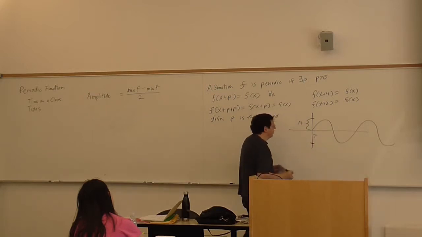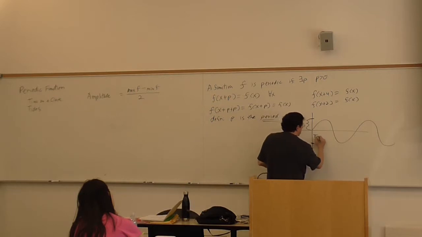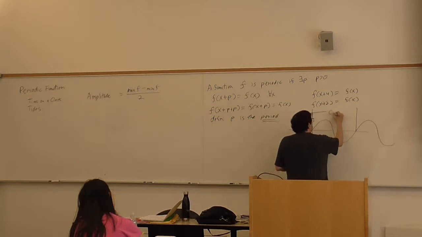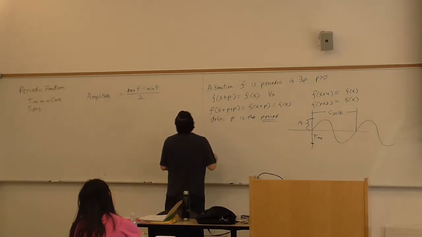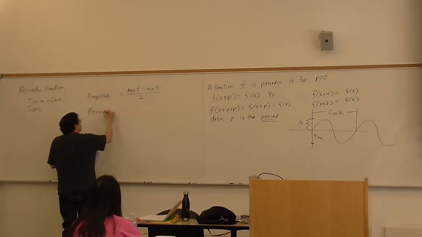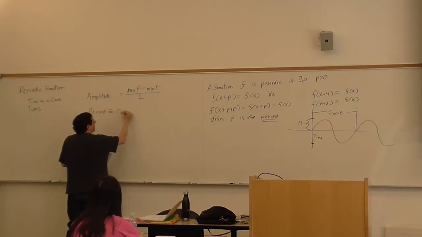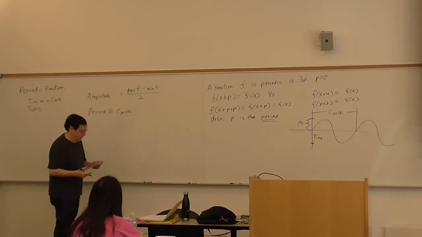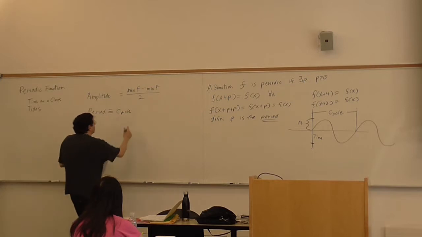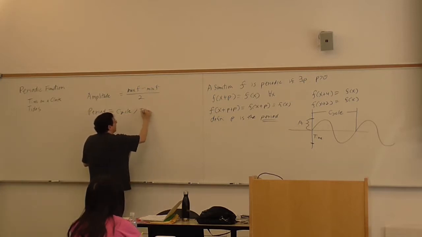When the x-axis here is actually time, we have another name for the period. We can call this a cycle. So a period and the cycle are really the same thing if you're talking about time. These have the units of time.